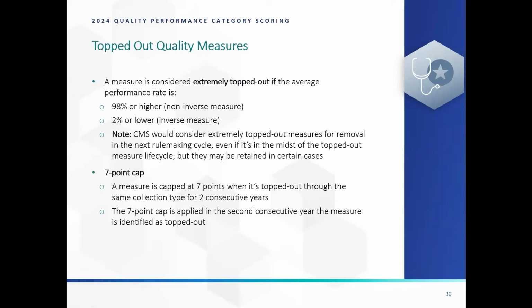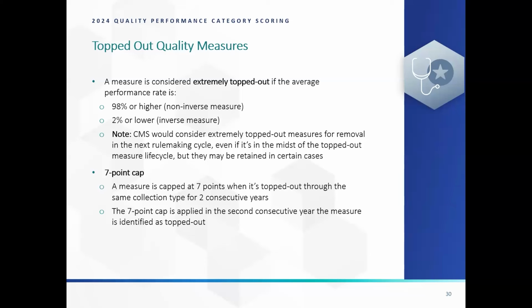So I'm going to continue with topped-out quality measures. A measure is considered extremely topped out if the average performance rate is 98% or higher for non-inverse measures, or 2% or lower for inverse measures. I just want to note that CMS will consider extremely topped out measures for removal in the next rulemaking cycle, even if it's in the midst of a topped-out measure cycle, but they may be retained in certain cases.